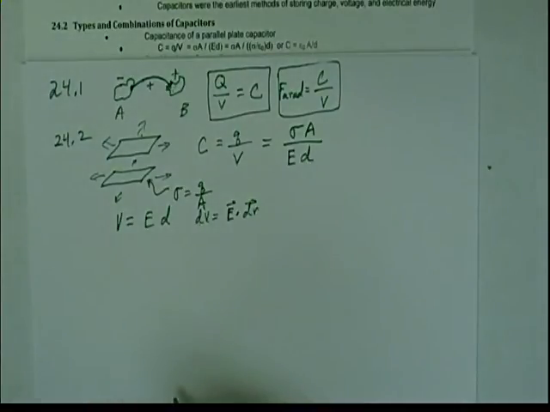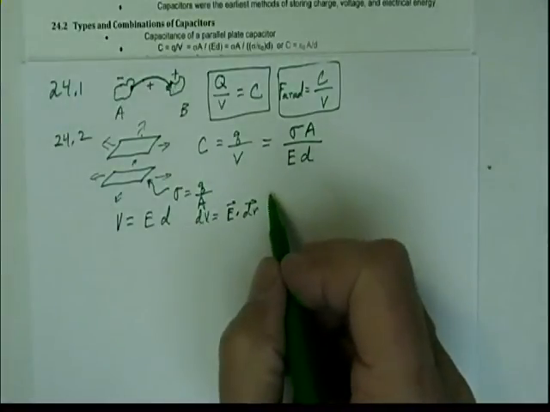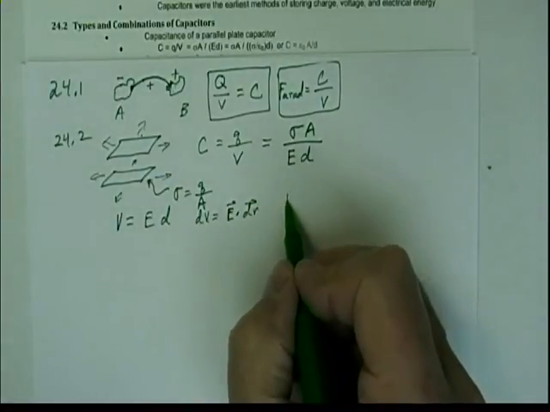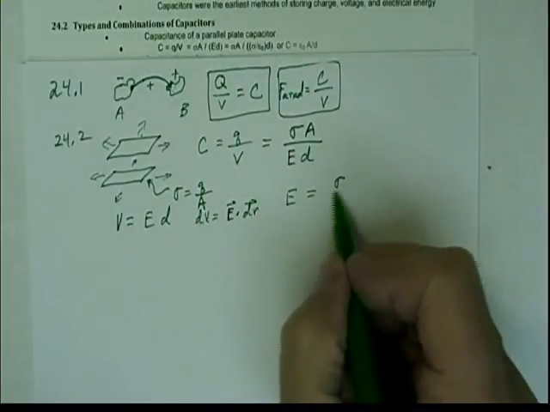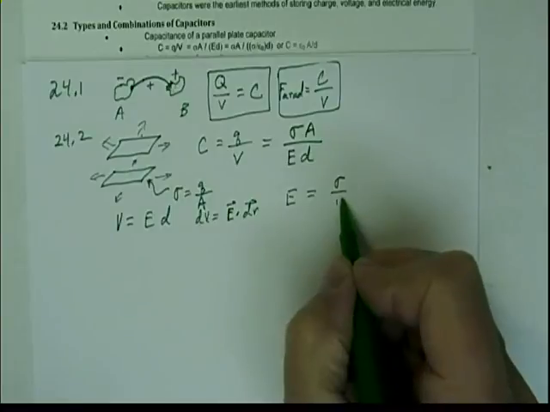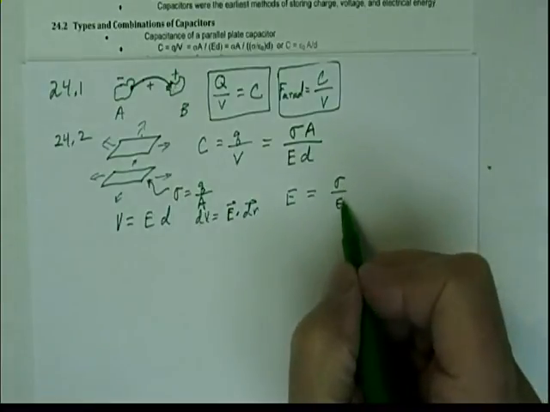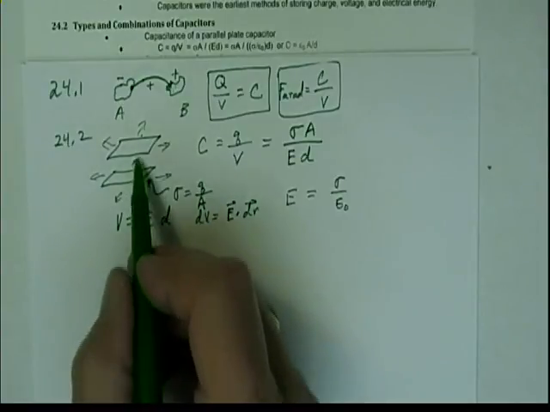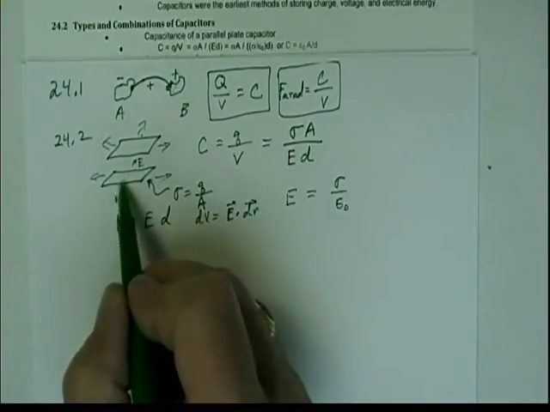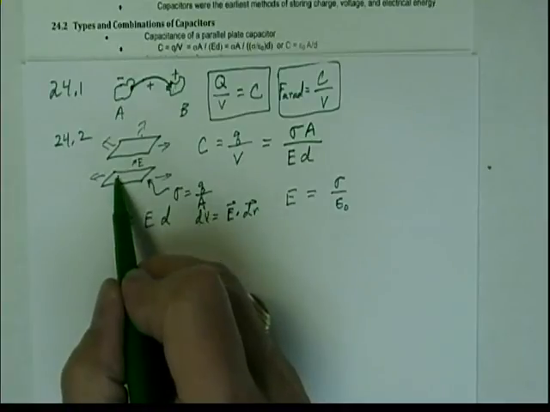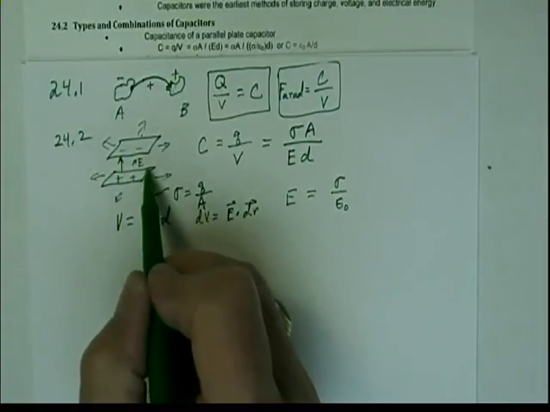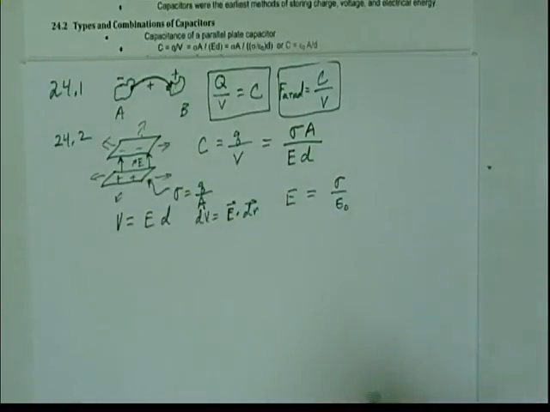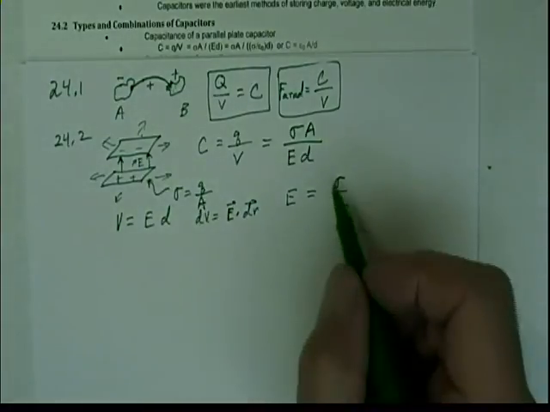However, you'll recall that for a parallel plate capacitor, the electric field was equal to sigma over epsilon naught. We derived that previously using Gauss's law for the electric field that exists between two plates. If we make this one positive and this one negative, the electric field goes from the positive and disappears at the negative.